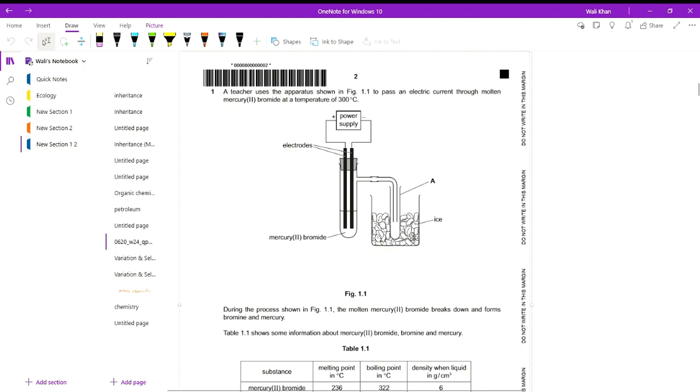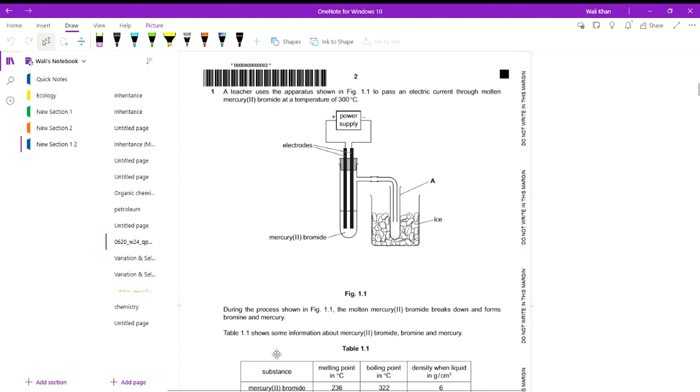the beaker has ice cubes, then a test tube, and this flask containing mercury bromide. Then two electrodes are placed in it and a power supply is also added. Okay. During the process shown in the figure, the molten mercury bromide breaks down and forms bromine and mercury.